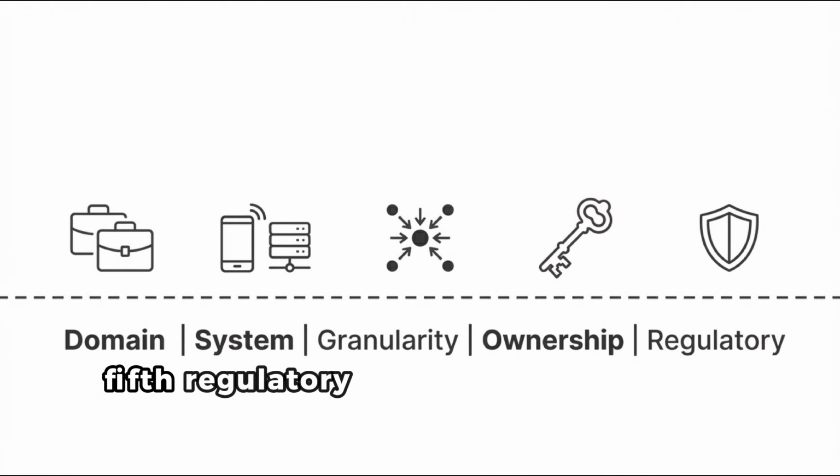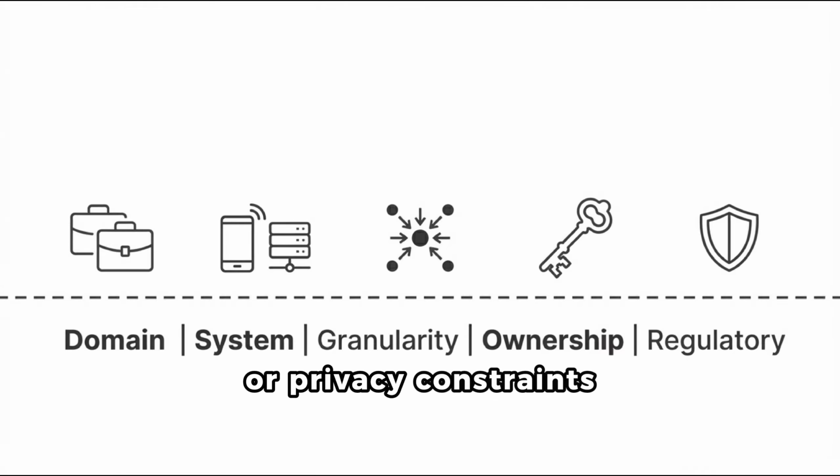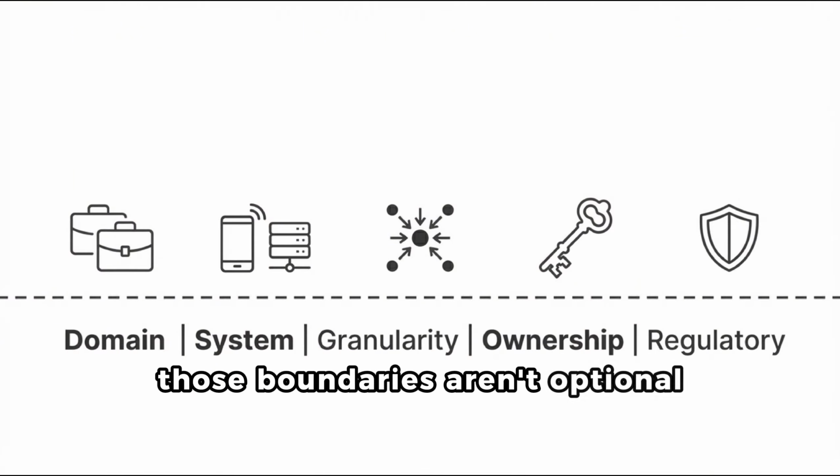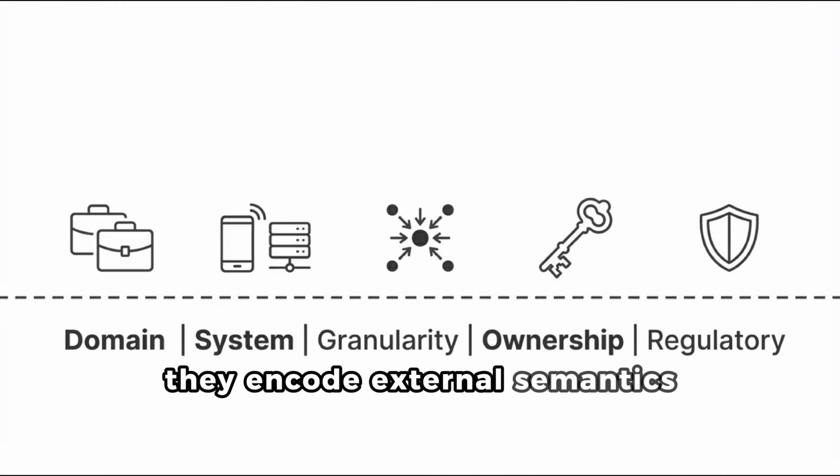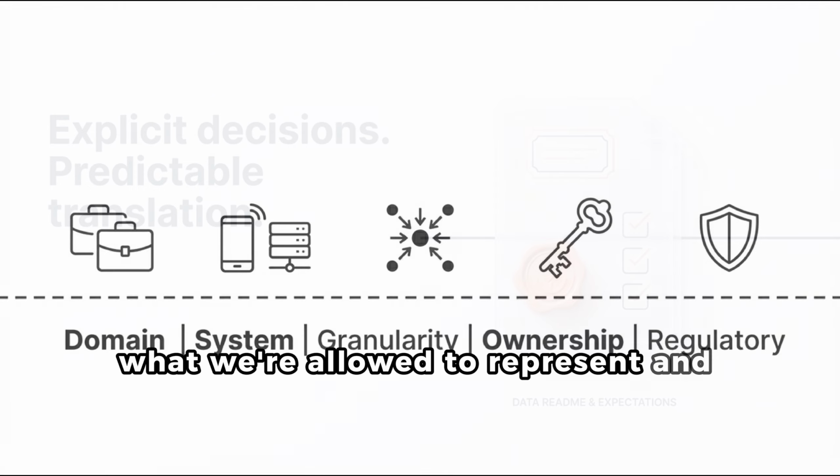Fifth, regulatory and privacy boundaries. Some data can't cross into certain systems because of legal or privacy constraints. Those boundaries aren't optional. They encode external semantics, what we're allowed to represent and where.